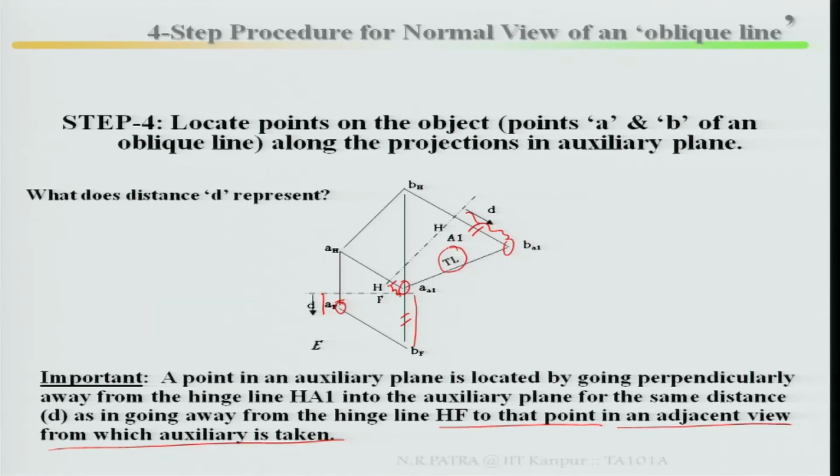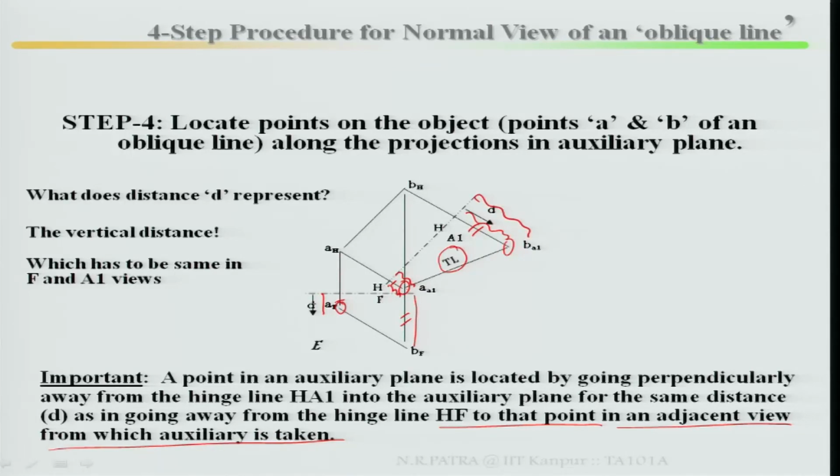What does distance D represent? I have already said, it is the vertical distance which has to be the same in the front view as well as in the A1 auxiliary view.